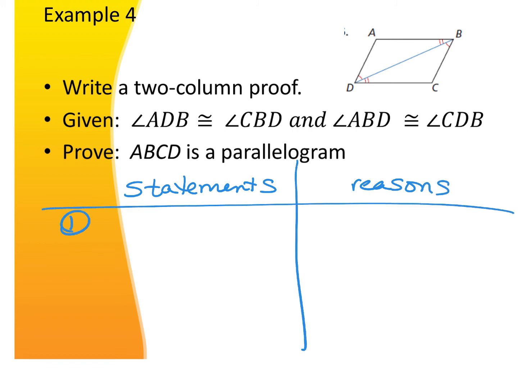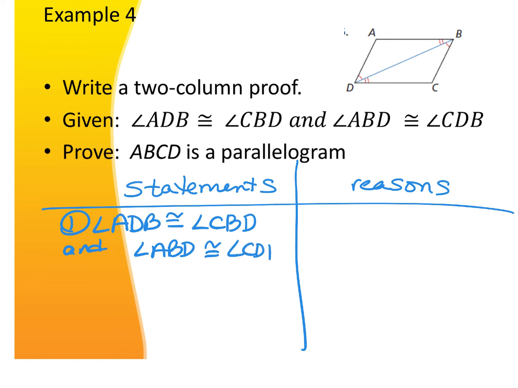So I'm going to state the given. Angle ADB is congruent to CBD, and angle ABD is congruent to angle CDB. It wants me to prove that ABCD is a parallelogram. So if I look at my picture where these angles are located, ADB and CBD are the ones with the single marks. And then I have the other ones with the double.